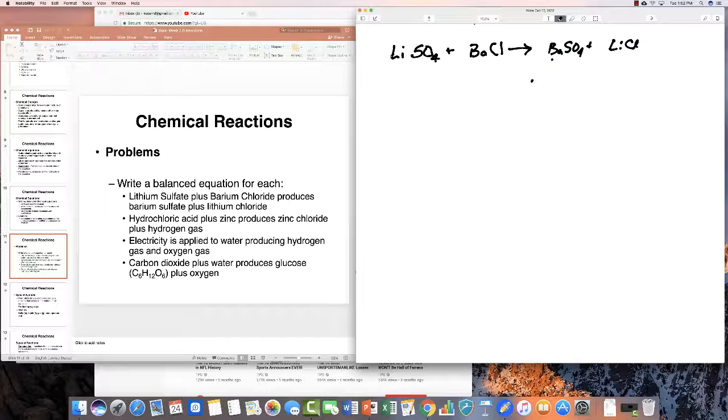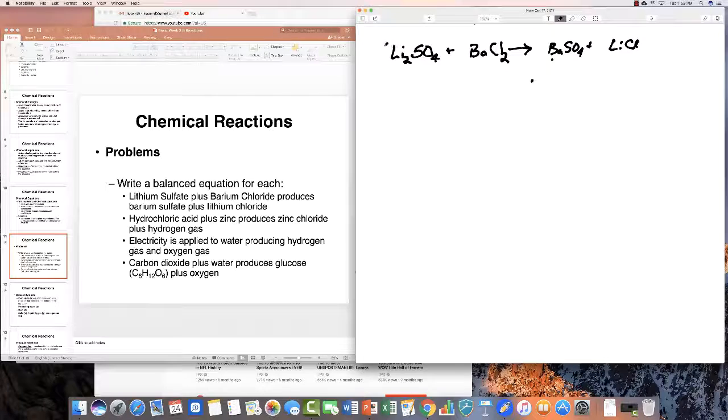Okay. Lithium is a +1, sulfate's a -2, least common multiple is 2, +1 goes into 2 2 times, 2 goes into 2 1 time, so that's the way it is. Barium is a +2, chlorine is a -1, least common multiple is 2, so 2 goes into 2 1 time, and 1 goes into 2 2 times. Barium again is a +2, sulfate's a -2, so they're okay the way they are. Lithium's a +1, chlorine's a -1, so they're okay the way they are.